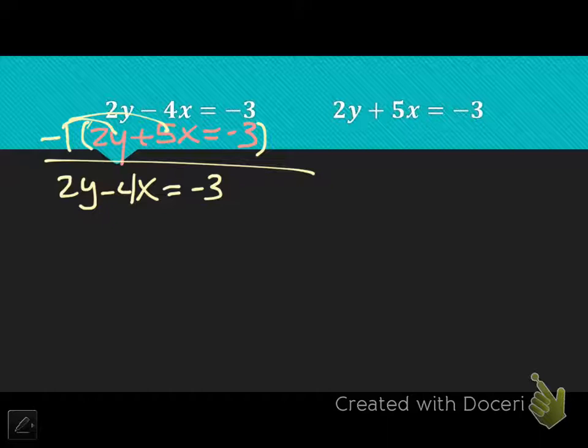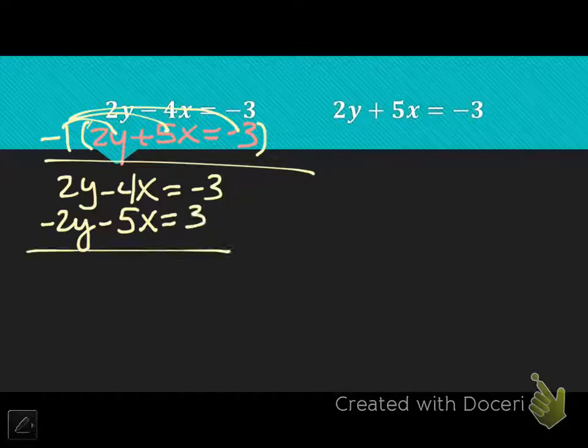Okay, and it might help if you do your little rainbow thing so that you know it goes to everything. So -1 times 2y is -2y. -1 times 5x is -5x. -1 times -3 is 3. So now if we add down, our y's cancel. -4x plus -5x is -9x. -3 plus 3 is 0.